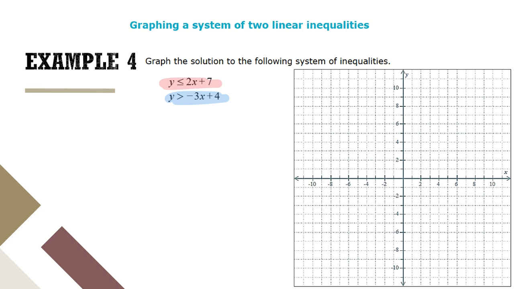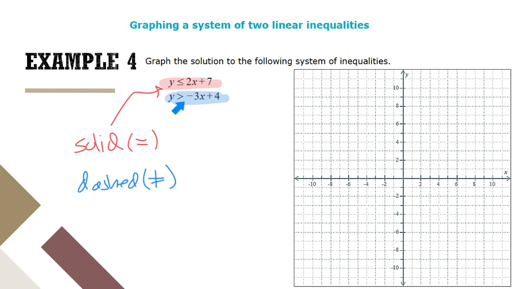So the red one, because it's less than or equal to, will be a solid line. Solid means equal. When we do a dashed line, there is no equal. It's not equal to, it's just strictly greater than or less than. So let's graph the solid line. This one's fairly easy.